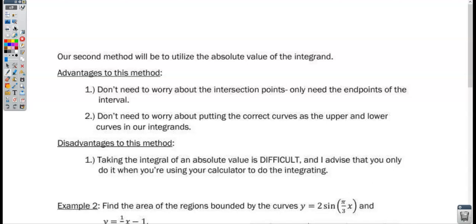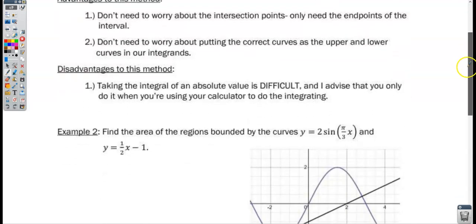The big disadvantage is that taking the integral of an absolute value is difficult. And so I highly advise you to only do it when you've got a calculator in your hand. I mean, we can do it by hand, but it gets a little complicated, and it's not significantly easier to do by hand than just splitting the region into multiple integrals. So keep that in mind.